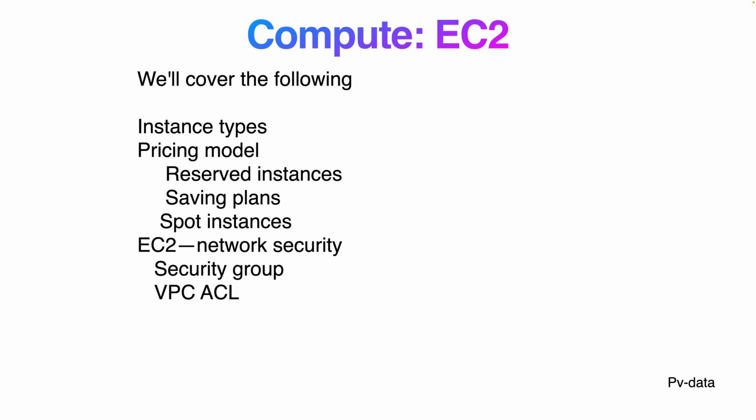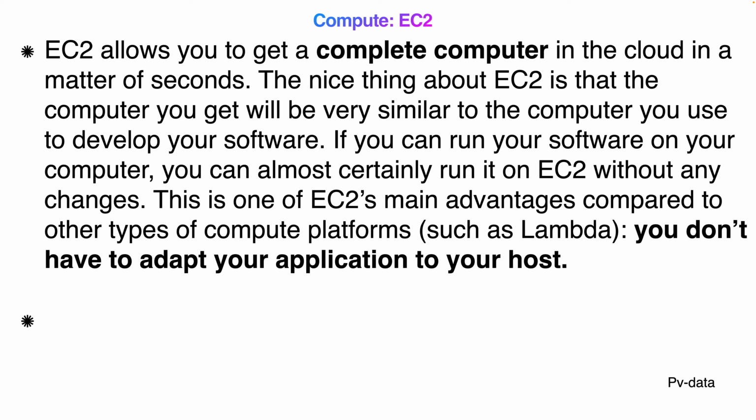Going to a new topic about AWS EC2. So EC2, we are going through this topic. What is the instance type of EC2, and what are the different pricing models, which include reserved instances, savings plans, and spot instances. Then we are going to EC2 network security, and under network security we are going to talk about security groups and VPC ACL. So let me go through here.